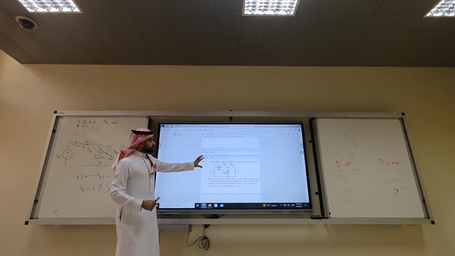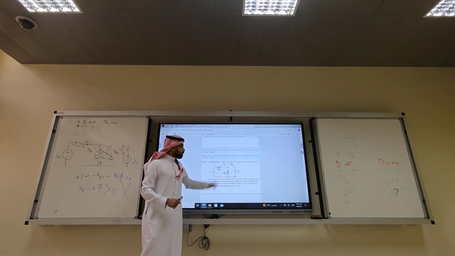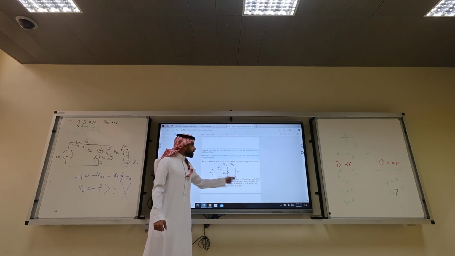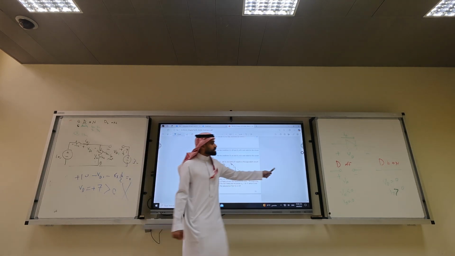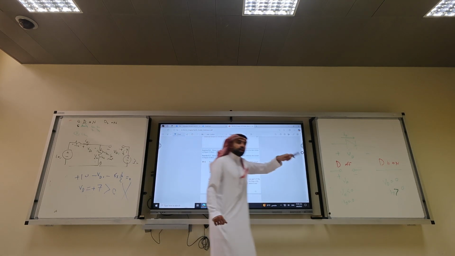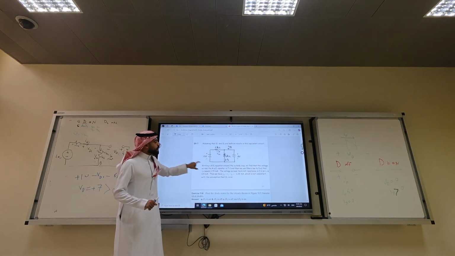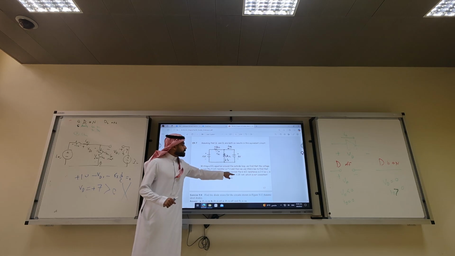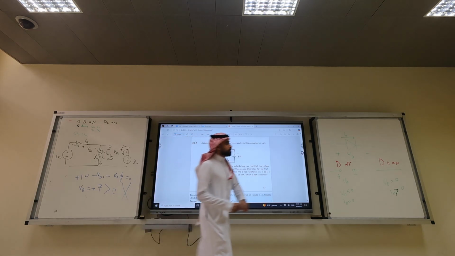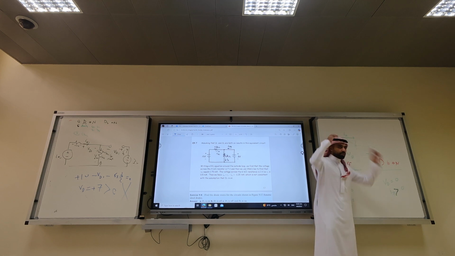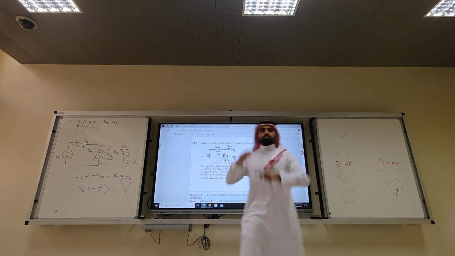So if both D1 and D2 are off, what will happen? VD1 is going to be 10 volt. It's not less than 0. This is a violation. If both are on, we will have ID2 to be negative, which is a violation of the condition of both are on. Okay?